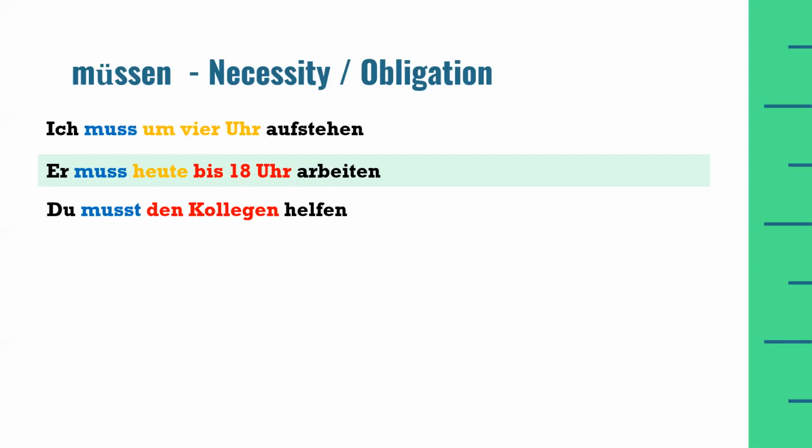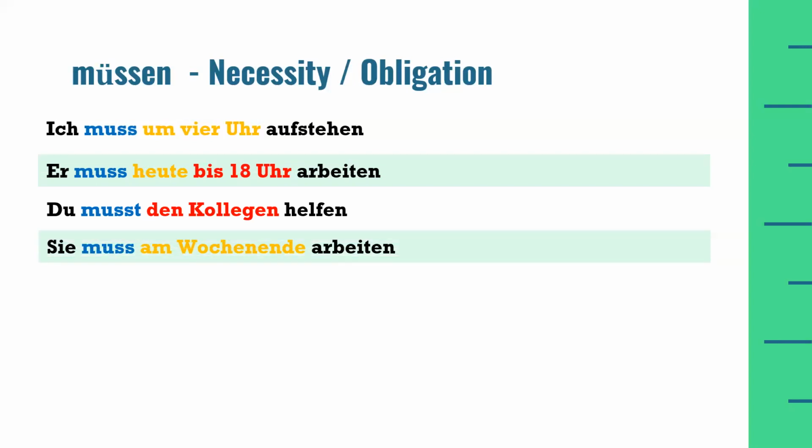Next example is du musst den Kollegen helfen. You have to help the colleagues. Now, in this sentence, again, it is necessary that you help your colleagues. Therefore, we will use modal verb müssen, and we conjugate it according to the subject of sentence, which is at the first position. So the subject is du, and for du, the conjugation of müssen is musst. Then comes den Kollegen, which is the object of the sentence, and helfen is the main verb of sentence, which is at the last position in infinitive form.